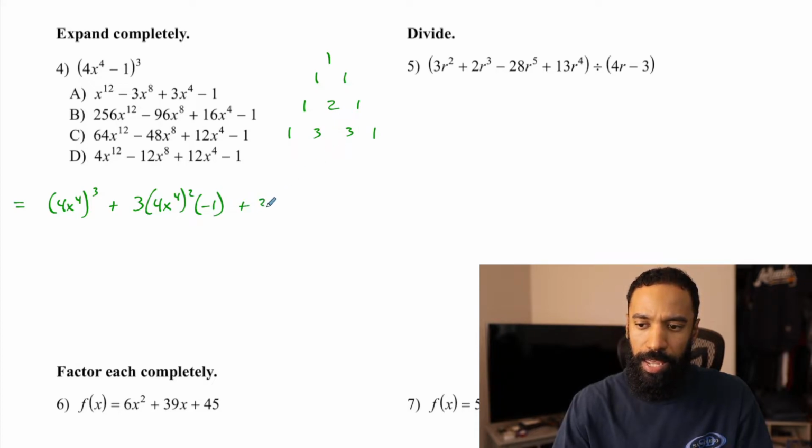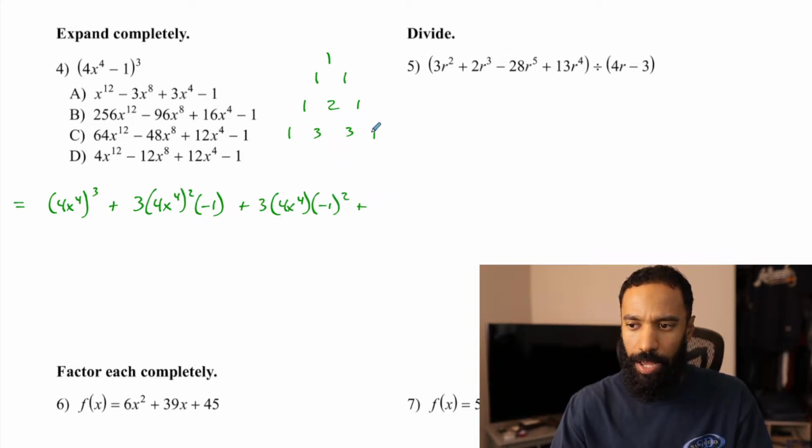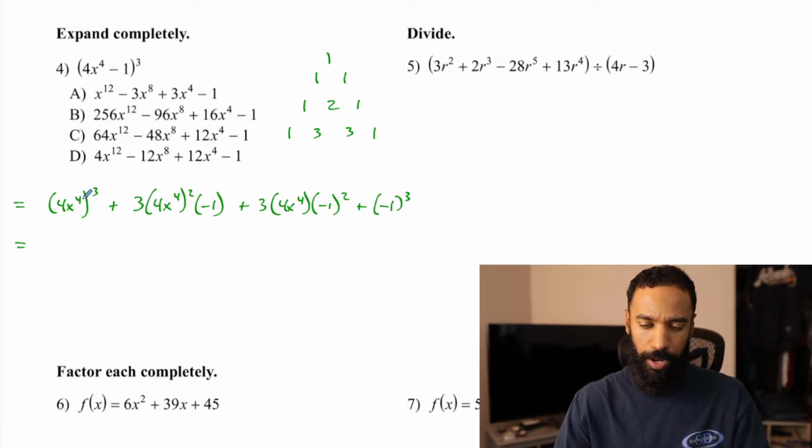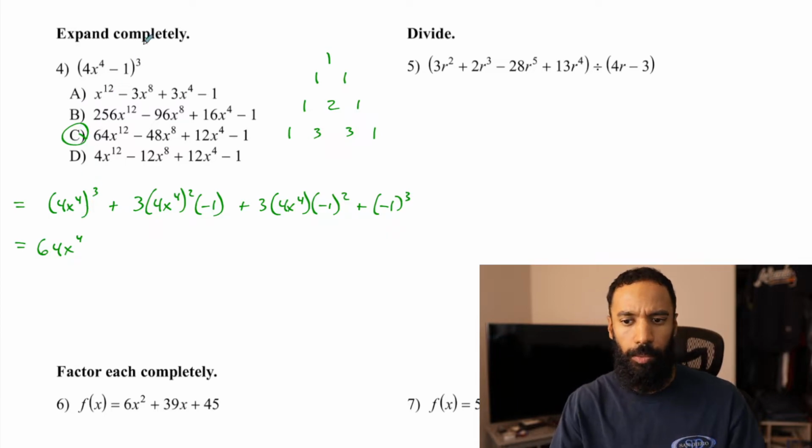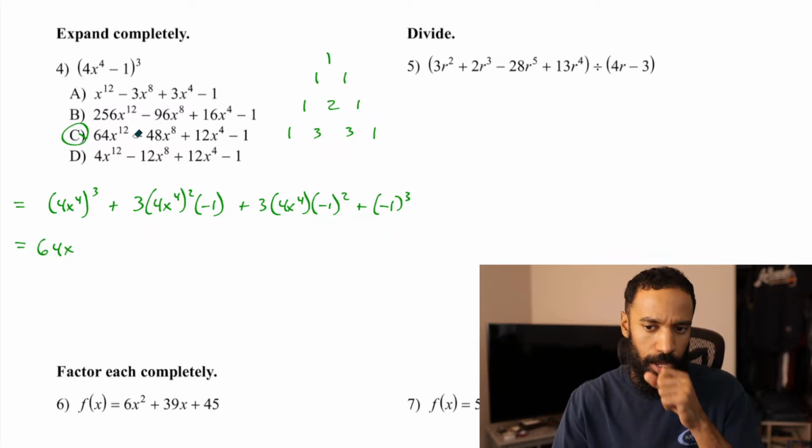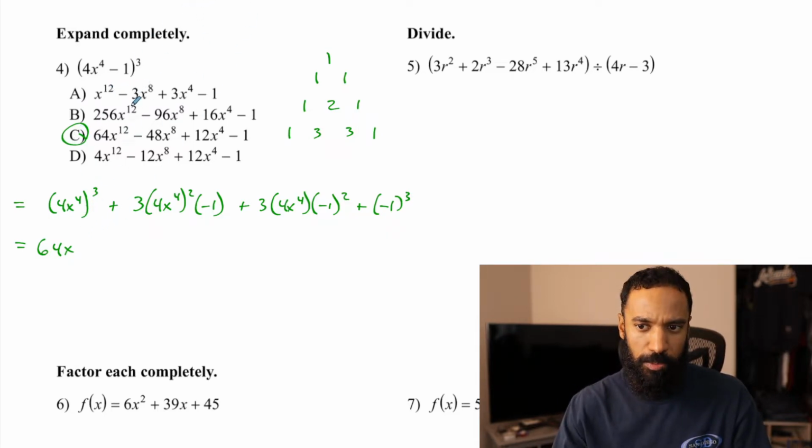And then you're going to add 3 by 4x to the 4th to the first power, and negative 1 gets squared. And then 1 times 4x to the 4th to the 0, and negative 1 to the 3rd. That's kind of the cleaner way I'll write that. 4 cubed is 64, and you can see where it's already going to be C based on that. It's not going to be the other ones. Oh, x to the 4th is being cubed, I'm sorry. And all these will kind of show the same exponents: x to the 12th, x to the 8th, x to the 4th, and constant.